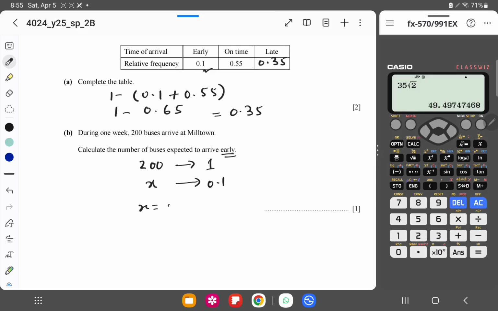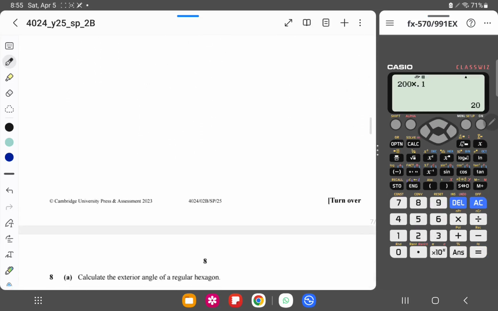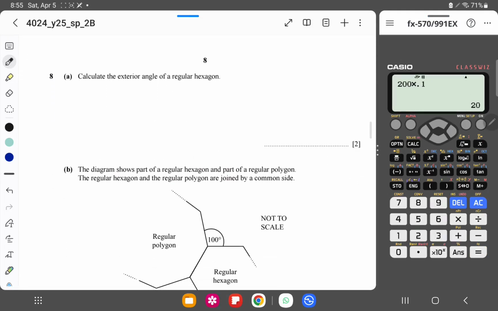So x is equal to 200 times 0.1. 200 times 0.1 is equal to 20. We can do it mentally also. 200 times 0.1 is equal to 20, which is the answer for this part. Okay, question number 8. Calculate the exterior angle of a regular hexagon.